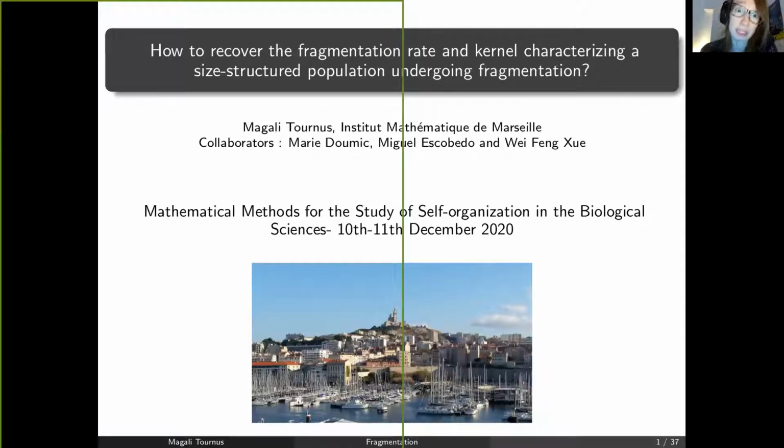So the question is, we have an equation, and we want to characterize the fragmentation rate and the fragmentation kernel. Each particle has its own fragmentation rate and its own fragmentation kernel, and we want to determine it for each particle. This is common work with Marie Dominique, Miguel Escobedo, and Wei-Feng.